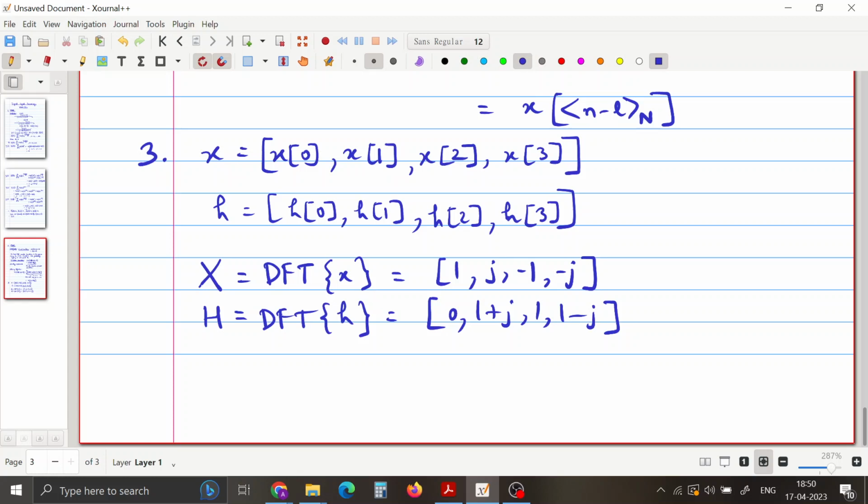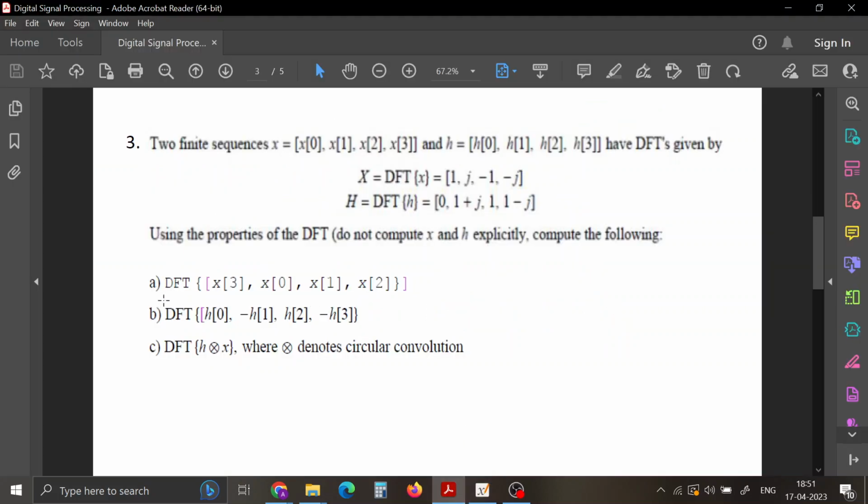And again, if you see, these finite sequences are of length 4. So obviously here capital N equals 4. Okay. Alright. So this is given, and based on this you need to find, okay, let's start with part A. You need to find the DFT of this sequence x of 3, x of 0, x of 1, x of 2. Okay.